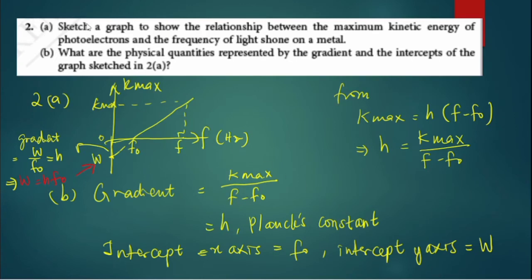Number 2, A. Sketch a graph to show the relationship between the maximum kinetic energy of photoelectrons and the frequency of light shone on the metal. Okay, this is the graph, K maximum against frequency. You can see the graph increases linearly, and intercepts at one value that we call the threshold frequency.